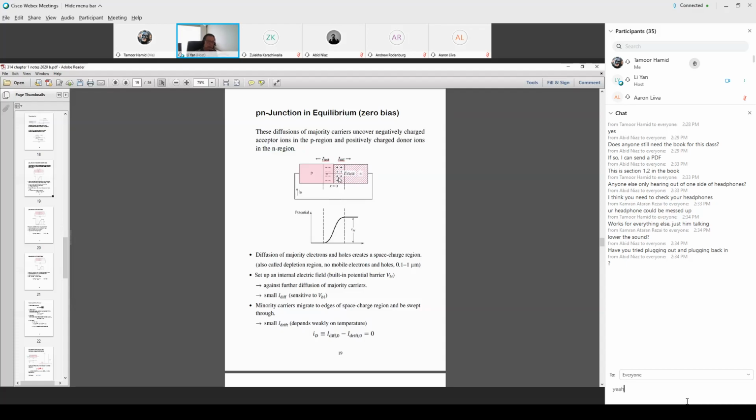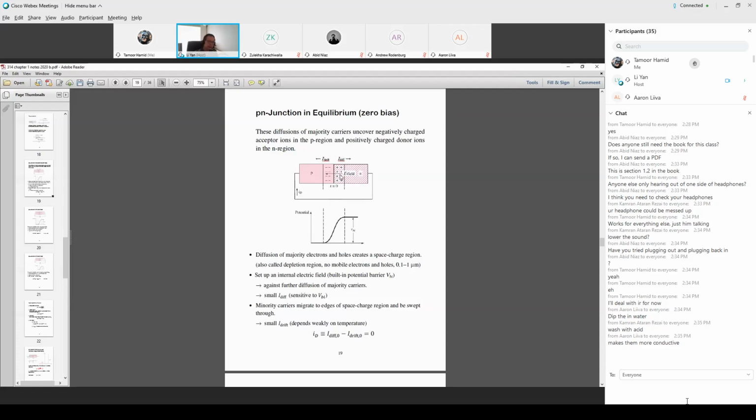In the n region, once electrons diffuse across, you're left with positively charged phosphorus atoms. In the p region, as holes diffuse into the n region, what's left exposed are negatively charged boron atoms. These are space charge regions: positive charge on this side, negative charge on this side. They're non-mobile. Those ions are heavy atoms, and the mobile carriers have already diffused away. We also call this the depletion region, a very thin fraction of a micron.